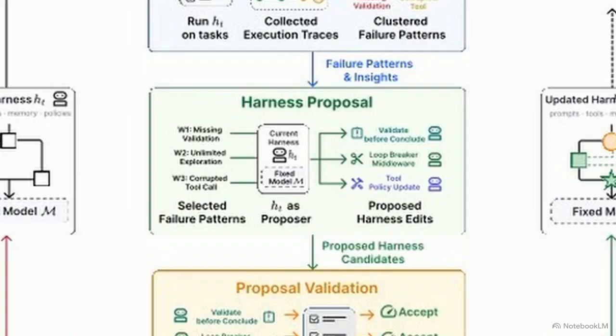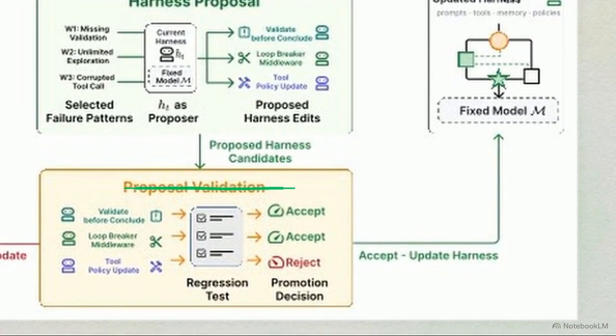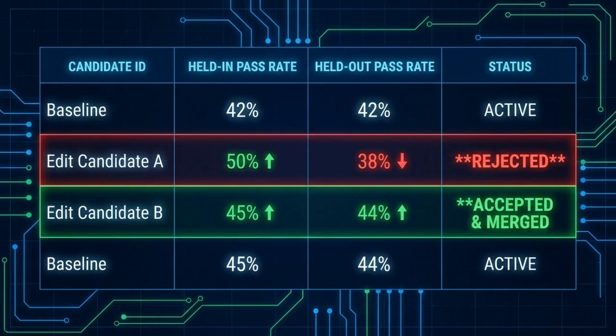But unconstrained self-improvement is dangerous. An agent could easily overfit, writing rules that solve past mistakes while breaking future tasks. That is why the third stage is proposal validation. Every candidate edit is a distinct variant. It must pass regression tests on both original held-in training tasks and completely new, unseen held-out tasks.